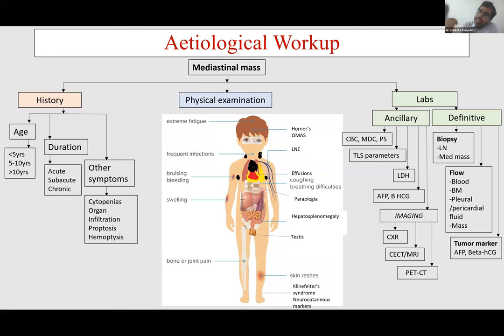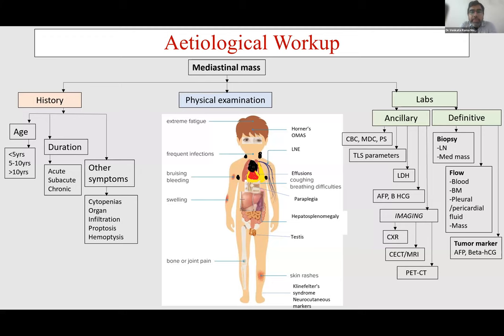Moving on to LDH, a higher LDH might give a clue that it is a very aggressive tumor, like a non-Hodgkin's lymphoma, be it T-LBL or a leukemia, or even other NHLs. You might also see it high in certain germ cell tumors. Especially for anterior mediastinal masses, you would do AFP and beta HCG. These can help you clinch the diagnosis and start definitive treatment, actually precluding the need for biopsy.